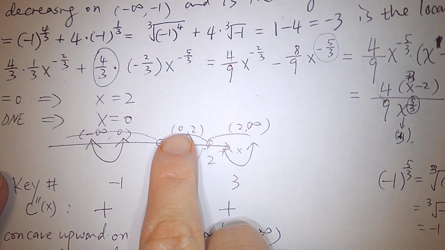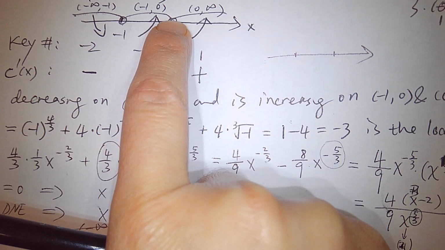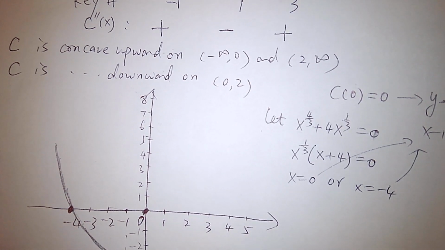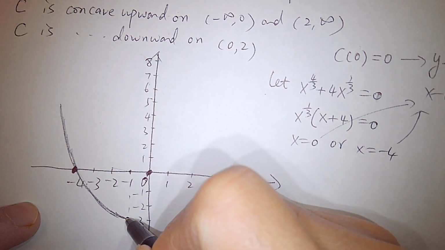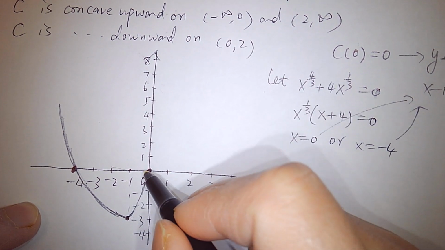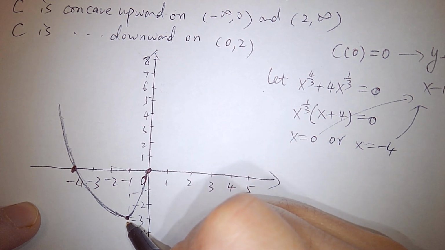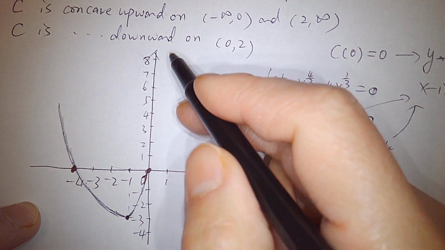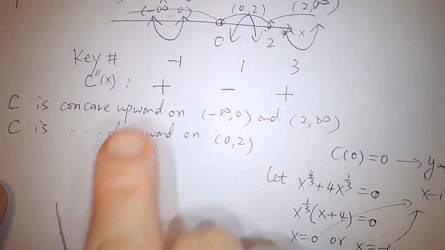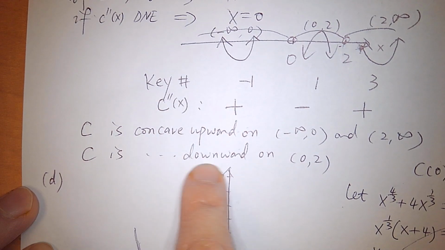When x is between -1 and 0, it's increasing. And when x is greater than 0, it keeps on increasing, okay? So between x equals -1 and x equals 0, it increases, and when x is greater than 0, it will keep on increasing, right? Well, let's look at the concavity. We're not done for question C yet.